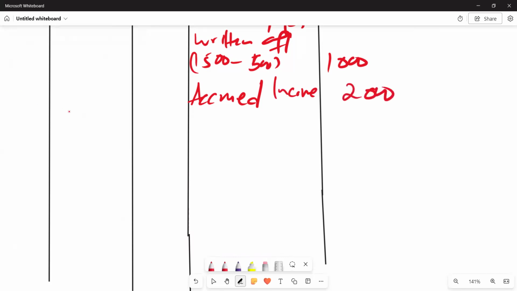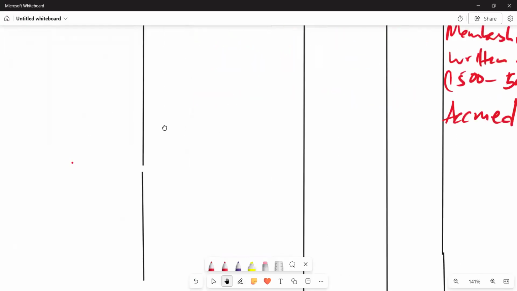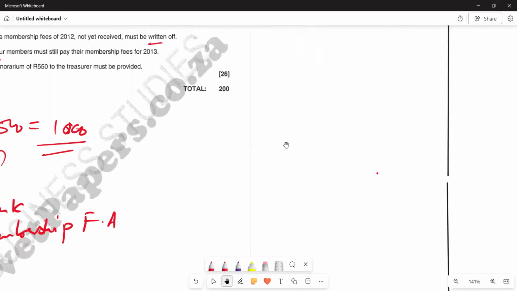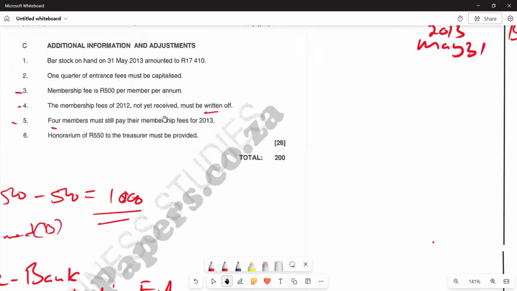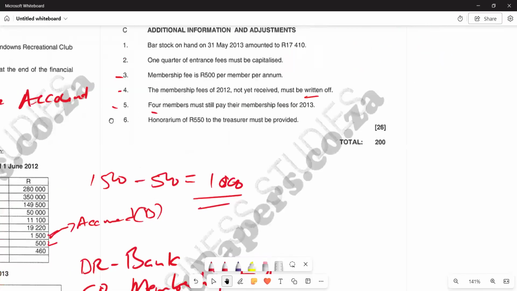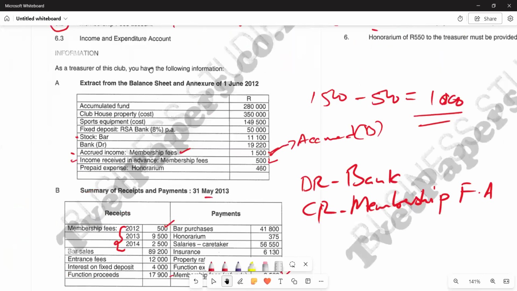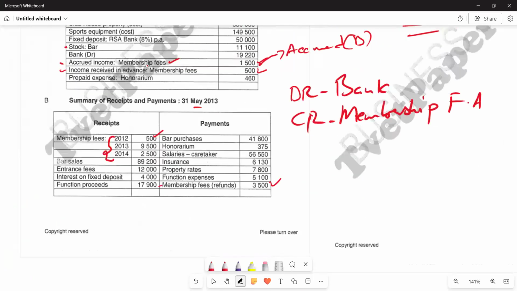Then we try to check again in terms of the one that was received in advance. If you go through the additional information, you're going to see that there's nothing that is explaining about the membership fees received in advance. So we can go to the receipt and payments account. Remember, we are told that 500 is for 2012, 9,500 is for 2013, and then 2,500 is for 2014. Remember, our year is ending in 2013. So which means this 2014 is something that was received in advance.